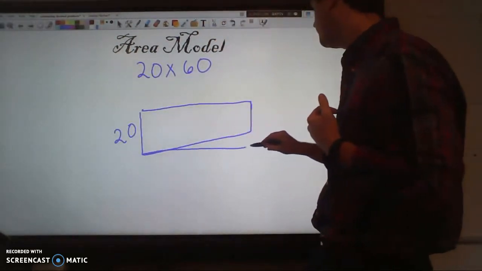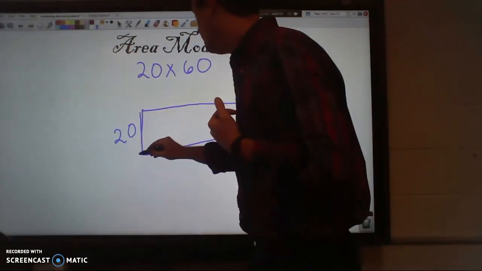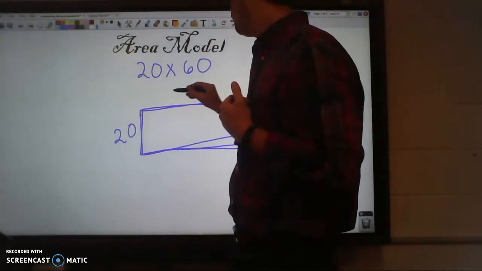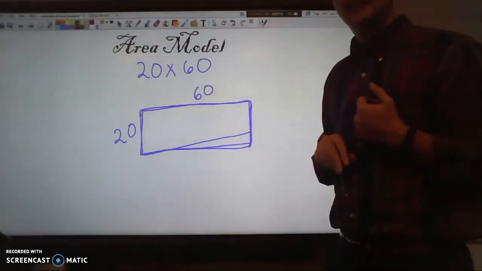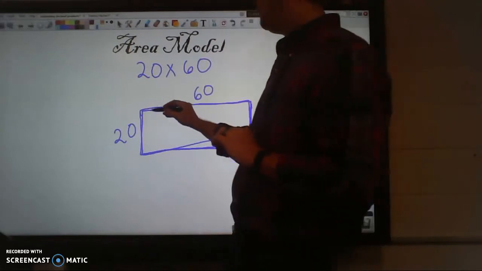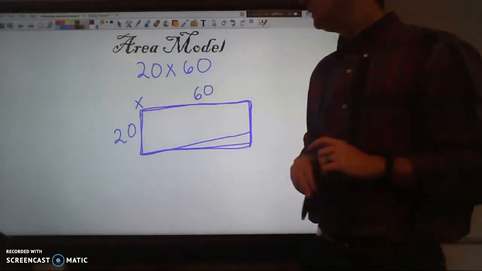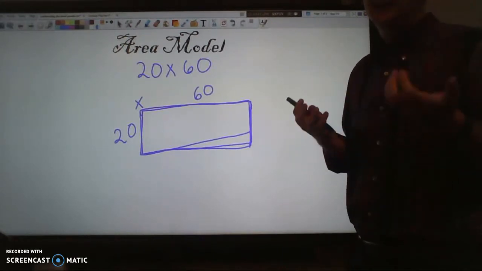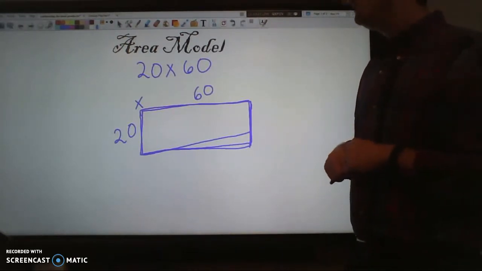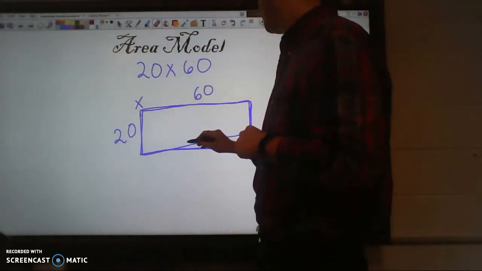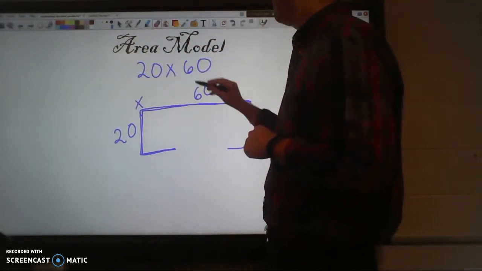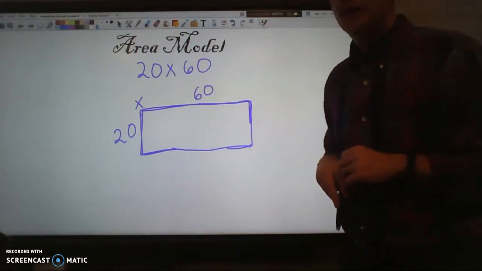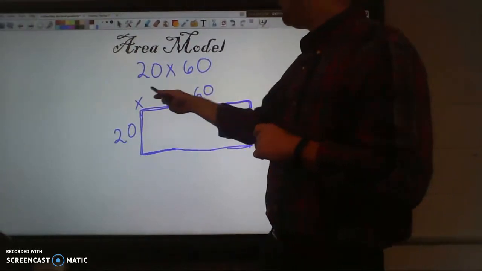A little crooked there, that's all right. Pictures don't have to be perfect. So we're going to do 20 and then 60. And I always like to add a multiplication sign here because it reminds me what I'm doing, because remember, area is length times width. All right, and I'm going to erase this so that I don't get confused with anything in there. Fix it up. All right, that looks better. So we have 20 times 60.